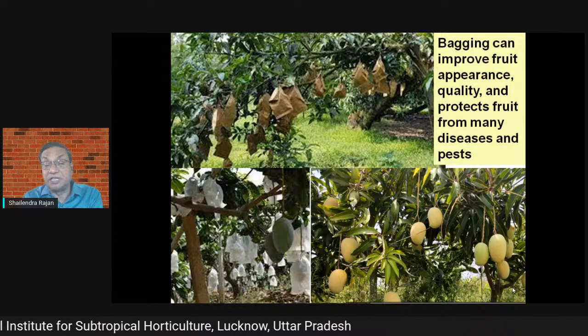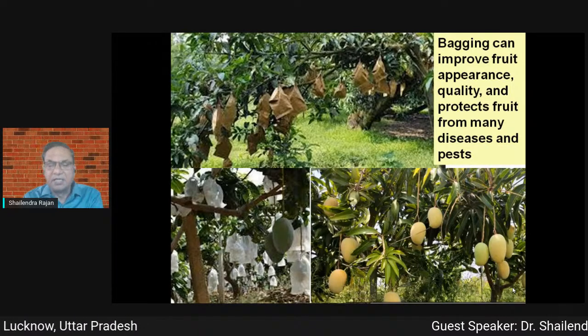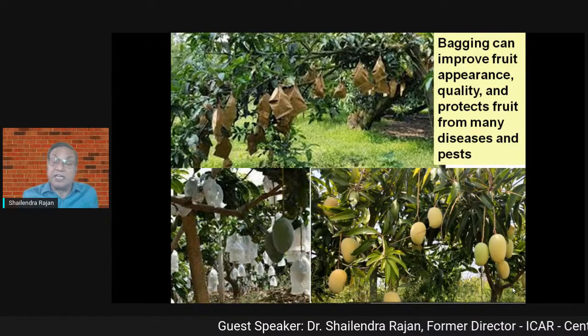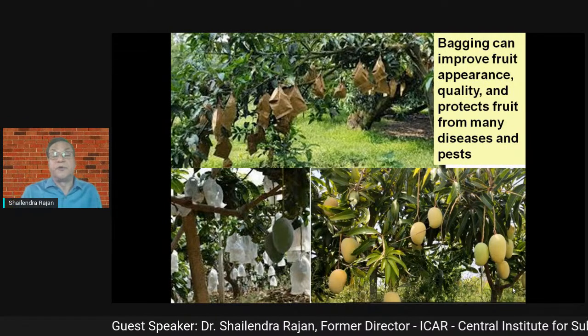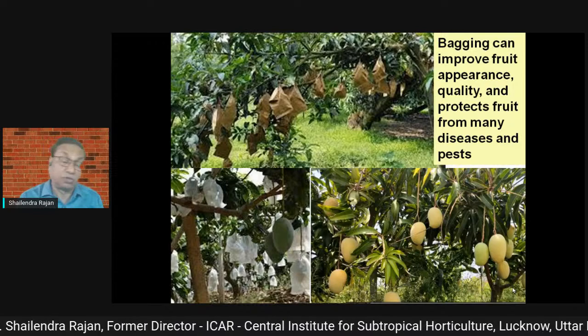These are the Kesar fruits. Those have been produced. Kesar variety of Gujarat has been bagged, and it can be produced at any other place also with good quality. But the color development in bagged fruits is somewhat of a limitation.